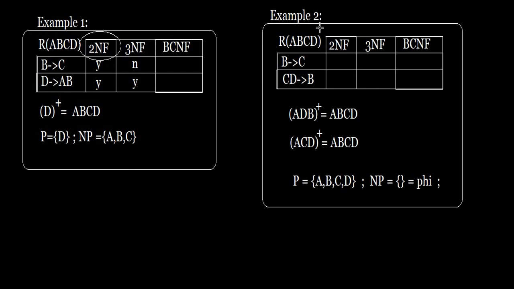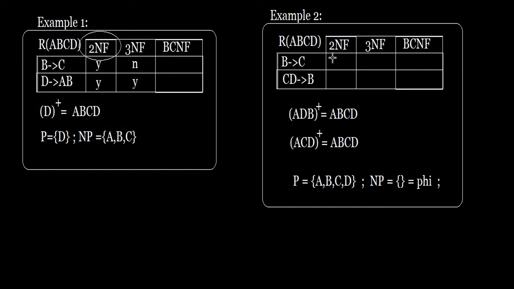Let's take another example. Here the same relation has been taken, A, B, C, D, and there's a slight change in the functional dependencies. Only D determines AB has been replaced by CD determines B. Now let's check the highest normal form that fits the functional dependencies in the relation. If we find the candidate keys first, ADB plus will give you ABCD, and ACD plus will give you ABCD also. Here prime attributes are ABCD, and non-prime attributes is nothing, meaning phi, because all the attributes have been covered, so there is nothing left for the non-prime attributes.